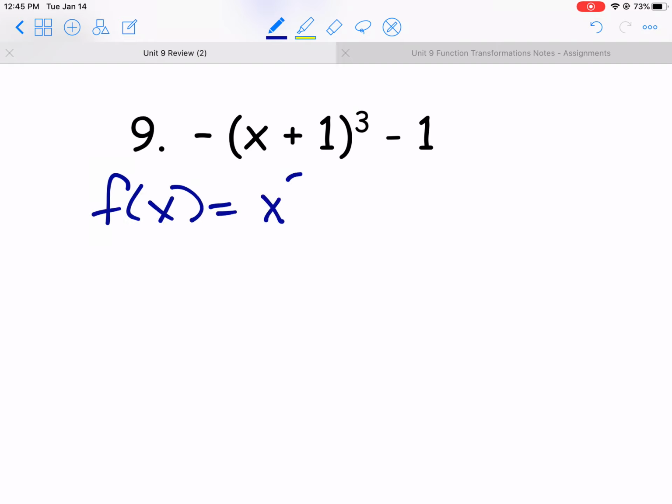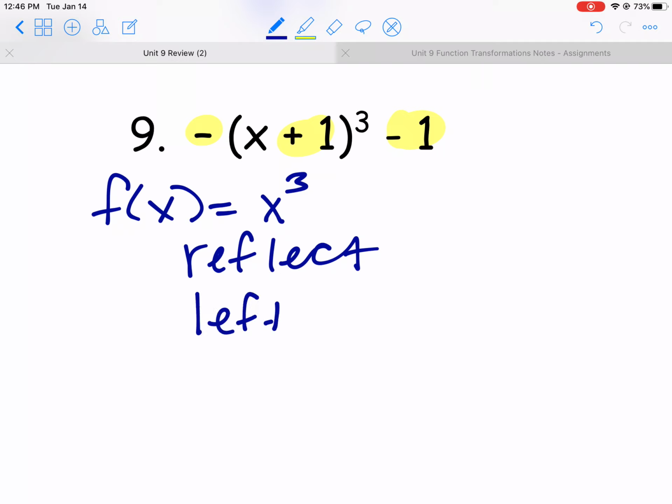In this case, the parent function is x to the 3rd power. All the things that are different are these. So that negative is telling us to reflect. The plus 1 inside is telling us to go left 1. The minus 1 outside the function is telling us to go down 1.